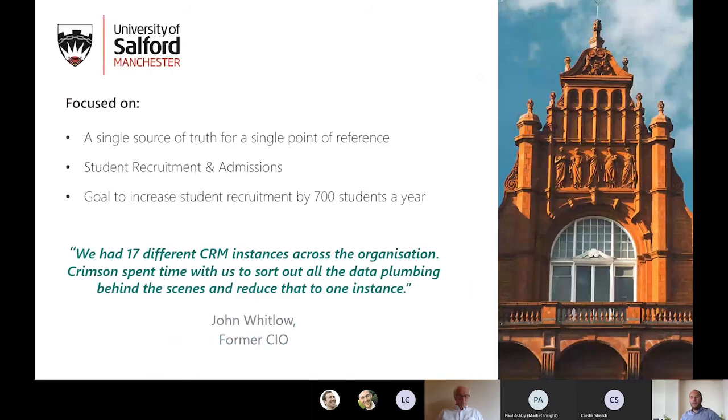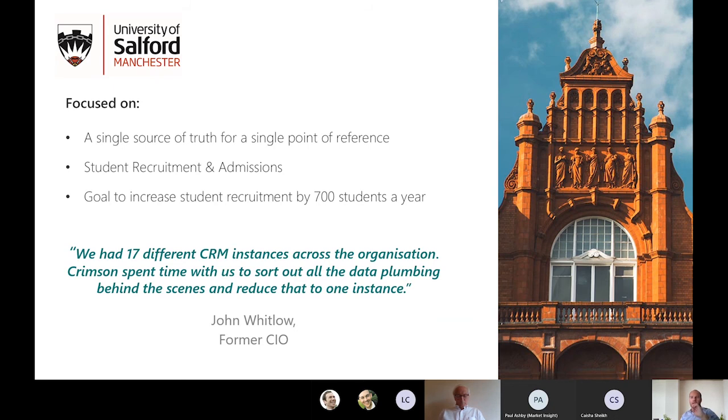The penultimate example I wanted to share was a Crimson customer. So Crimson are currently in the middle of a fairly significant implementation of Dynamics at the University of Salford, and John McCarthy was actually featured on one of these hubs a few weeks ago, talking about the work that they're doing. But this particular snapshot looks at what they've done from getting a single source of truth and a single point of reference for students.